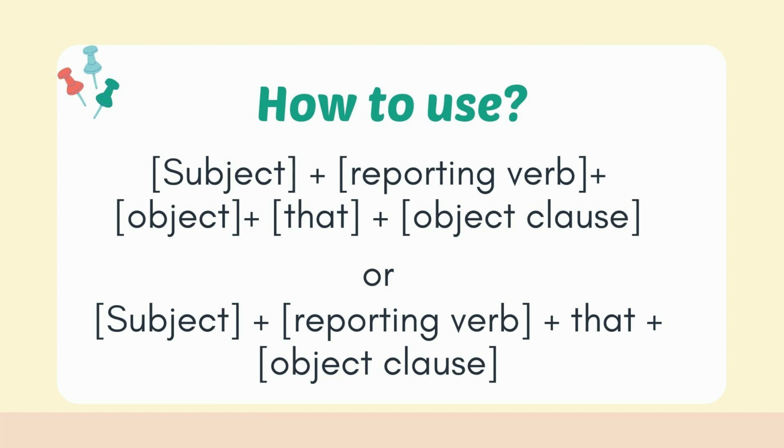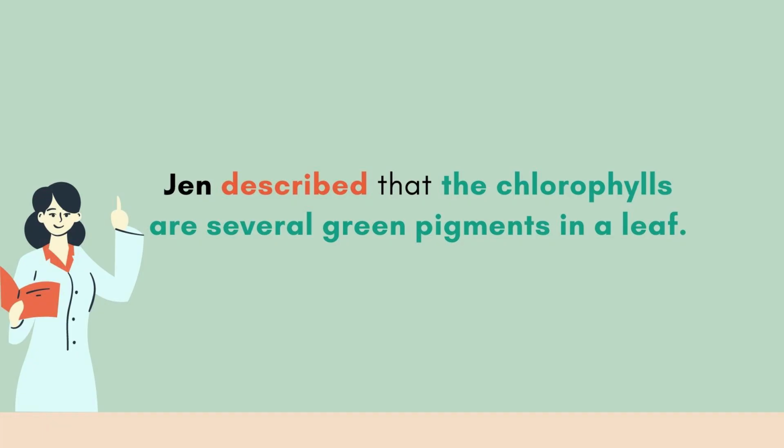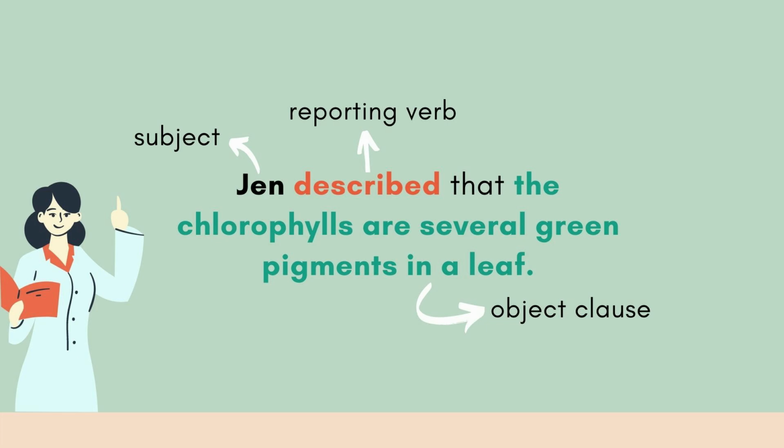Now let's go on to the second rule, or the most basic rule in using reporting verbs. The only difference of this rule to the first one is that the object is not included. So we will use the same example, but we will remove the object in the sentence. So the sentence will be, Jen described that the chlorophylls are several green pigments in a leaf. So Jen is the subject, and the word described is the reporting verb, and they are connected by the word that to the object clause, which is the chlorophylls are several green pigments in a leaf.